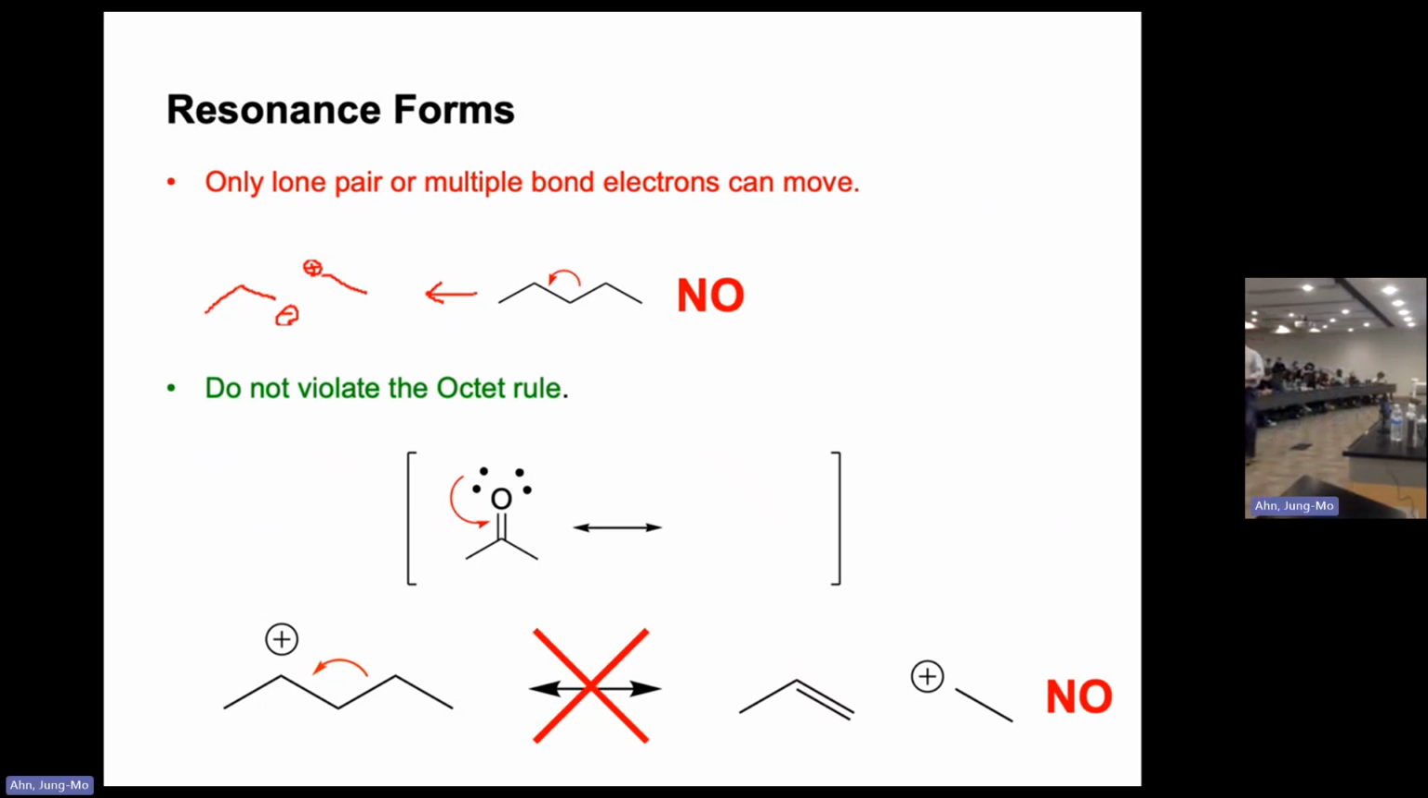Number two, something that you cannot do. We are still talking about the carbon in the second row. What it means is electrons are filled in the first shell, which is the 1s orbital, and the second shell, which is the valence shell, made of the 2s orbital and 2p orbital. Combined, the shells can only have 8 electrons in total, which makes the rule called the octet rule. You cannot violate that. Carbon does not want to have more than 8 electrons in the outer shell.